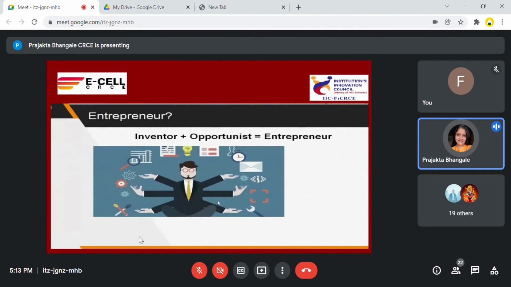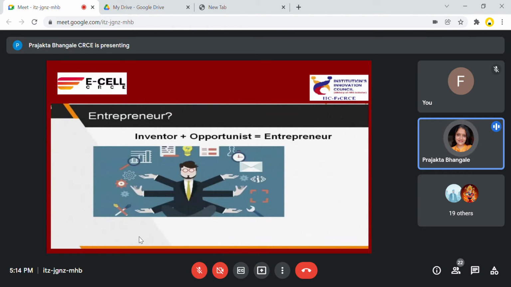When you say you want to have some startup, that means you are going to be an entrepreneur. What can you see from this diagram or figure? Who is an entrepreneur? It's written over here, right? It's an inventor plus opportunist. But what do you mean by opportunist? Inventor, obviously, I am the person.